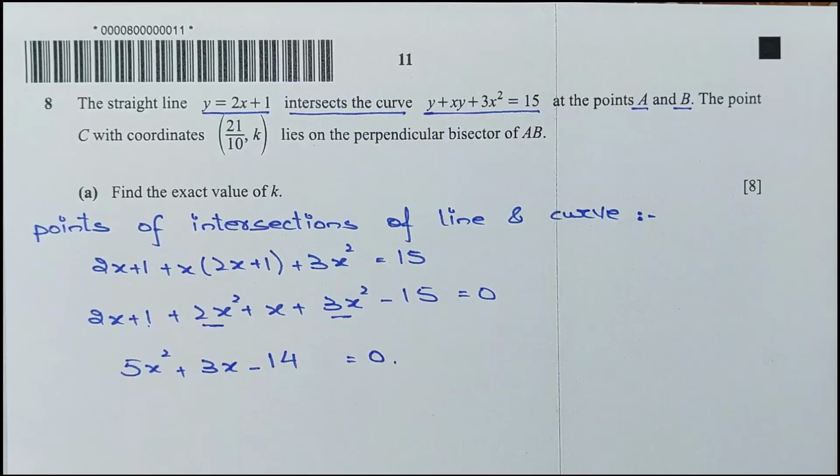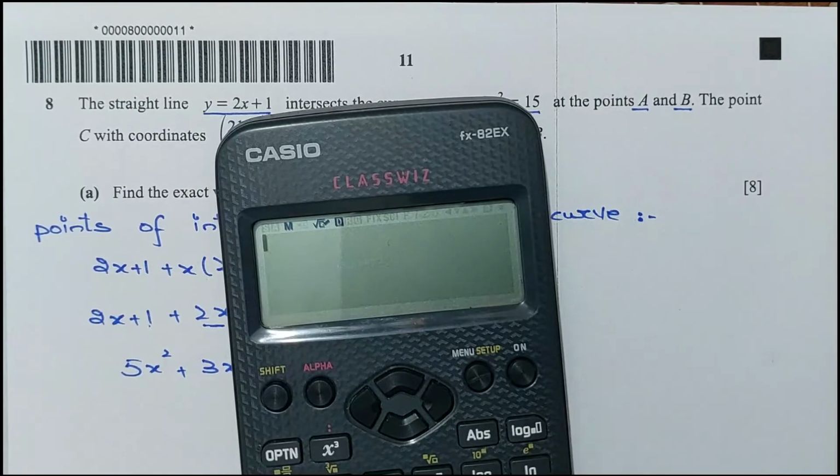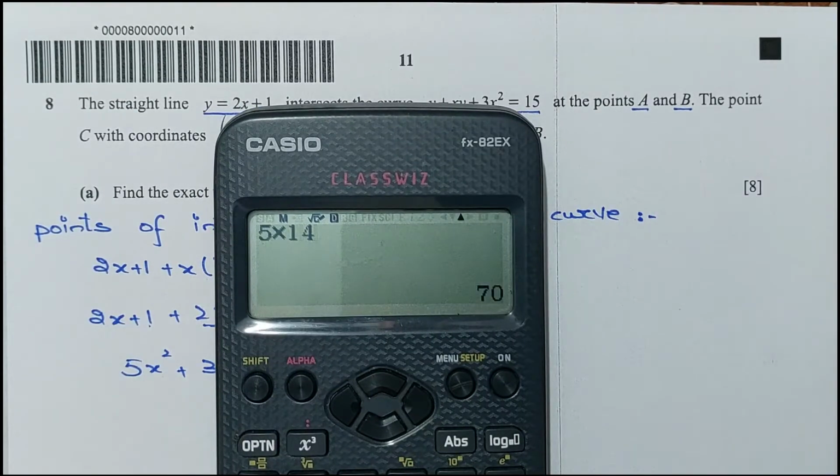Right? Now let me simplify this and find out the points A and B. All right, so factorize, or 7 times 14 is 70.